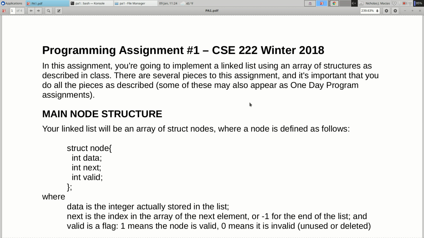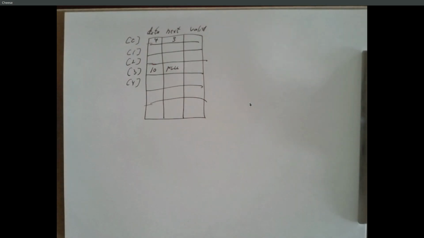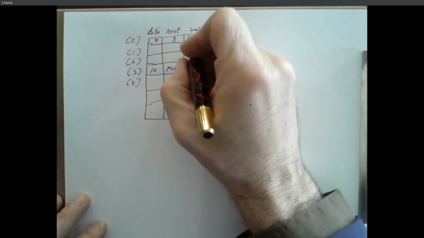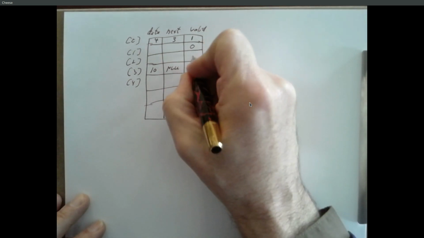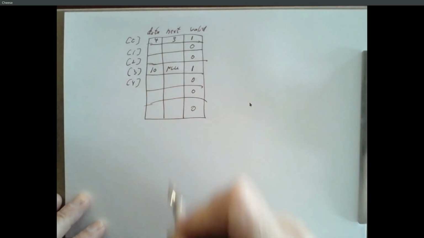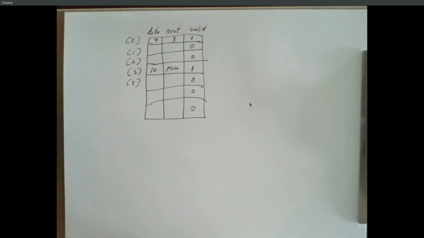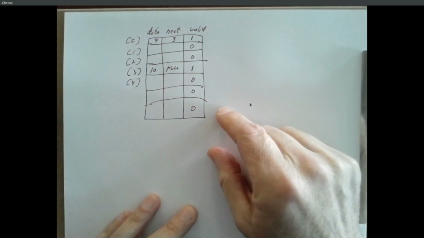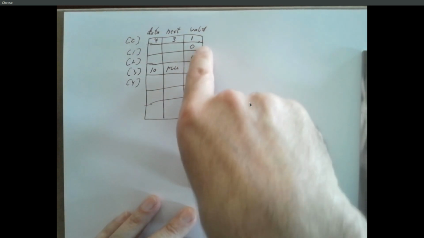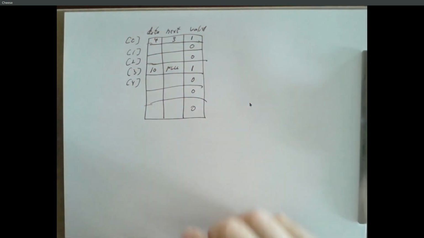The valid field is a flag. 1 means valid, 0 means invalid. So again, in this structure, I was using check marks and X's yesterday. Since this is part of the list, I'm going to make valid 1. Since this is part of the list, I'll make valid 1. These other entries are not part of the list, so valid is 0. This is also a flag for whether this entry is in use or not. A 1 means it's in use, a 0 means it's free. And that's what we're really going to do with that.